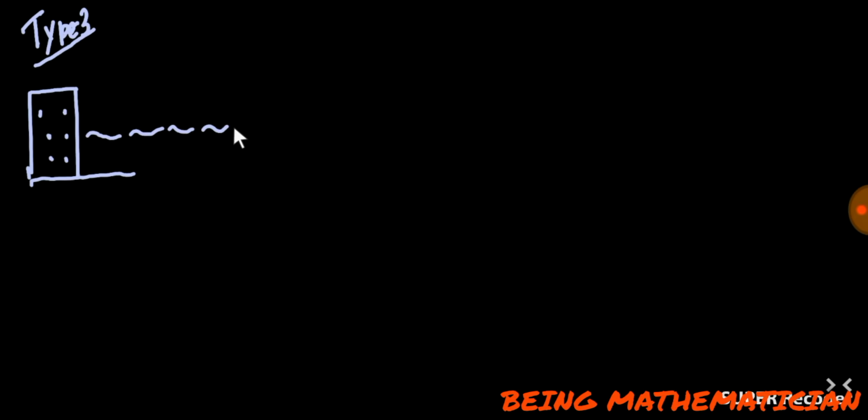Type 3. Let's see the problem. Let us assume that this is a building, and this is a ship 1, and this is another ship 2.